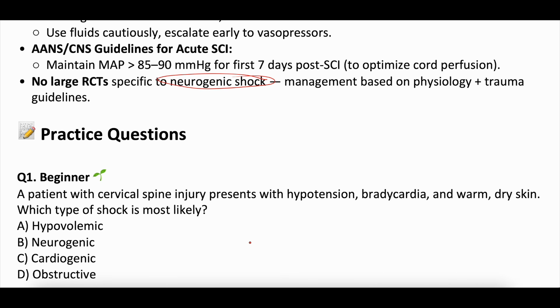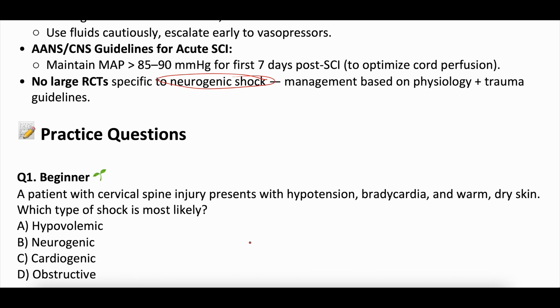So if you need more time, make sure you pause the episode because we'll just dive right into the answer. So question 1, beginner level. A patient with cervical spinal injury presents with hypotension, bradycardia, warm and dry skin. Which type of shock is most likely? Given the name of this episode, you could probably get this answer without even reading the question stem. But nonetheless, A, hypovolemic, B, neurogenic, C, cardiogenic, D, obstructive.